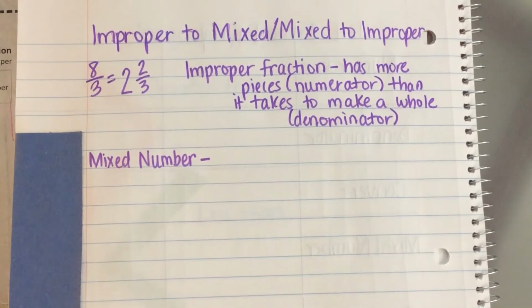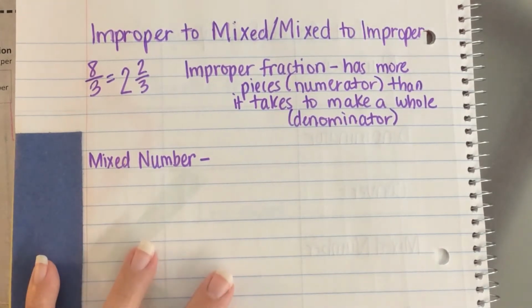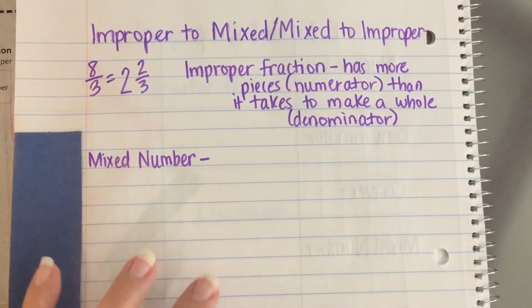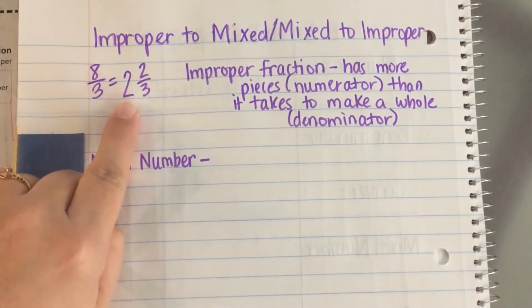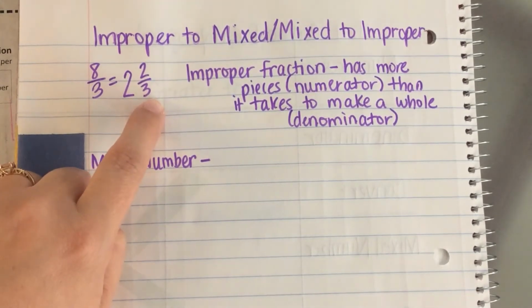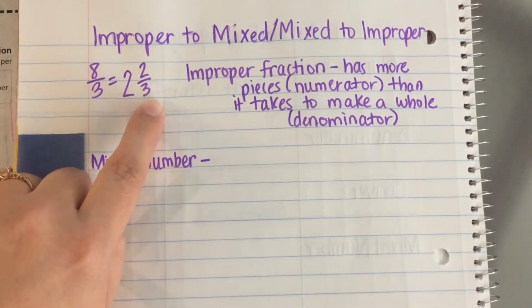Okay, with that being said, what is a mixed number? Lottie? It's a number that has more than one whole and less than a whole, like the 2/3. Okay, so she says it's a number that has more than one whole and then less than one whole also, so it's got like pieces left over.